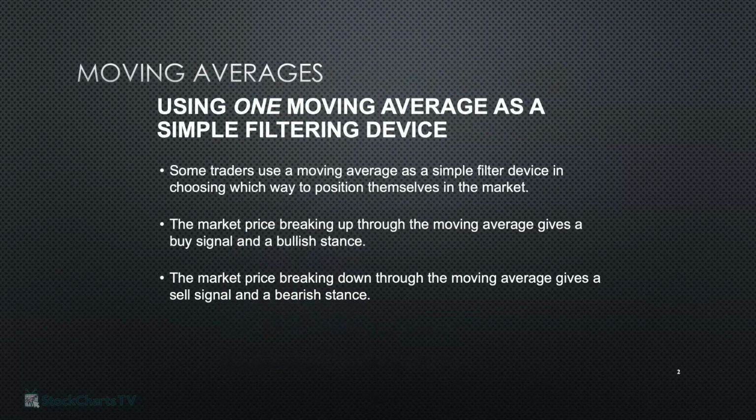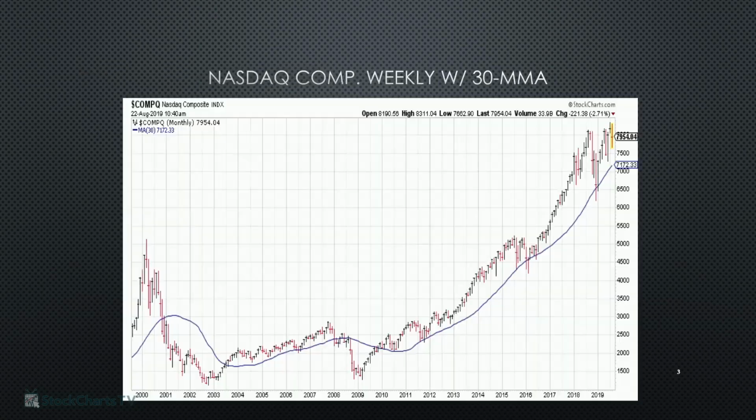So let's just start off. Obviously, we know that moving averages are a simple filter. Some traders use a simple moving average, a single moving average, as a filtering device: bullish above, bearish beneath. So here, let's take a look at something like the NASDAQ comp. This is actually a 30-month moving average. It's not weekly, it's monthly. So it's labeled wrong on the top.